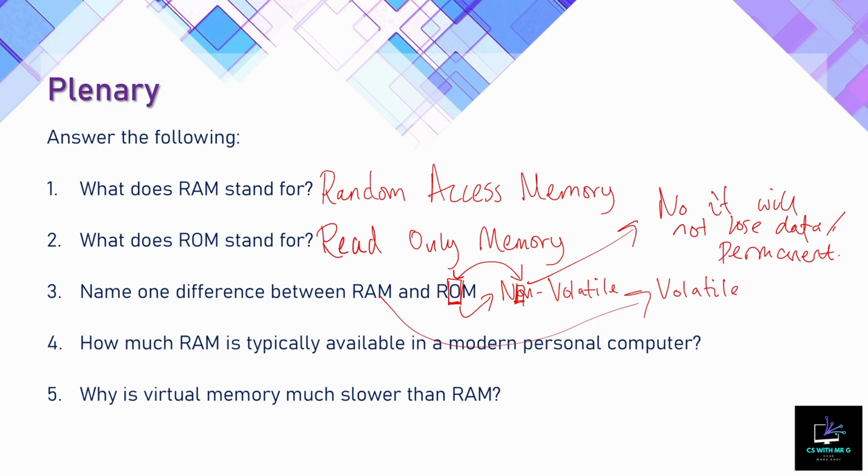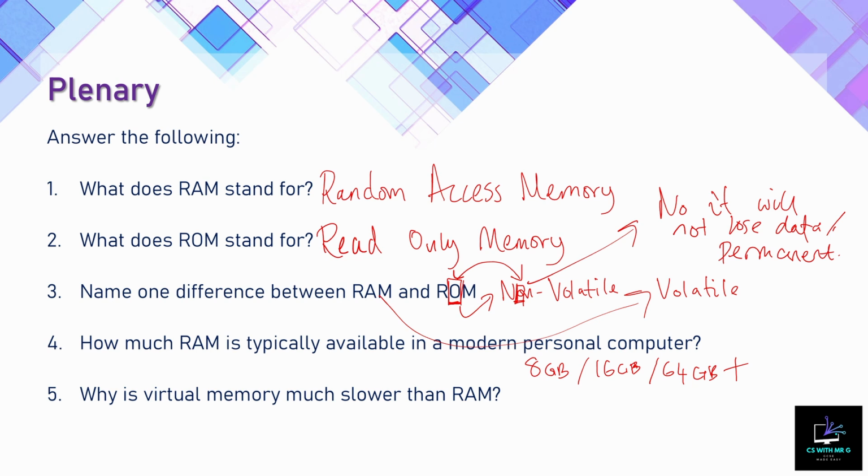Question 4, how much RAM is typically available in a modern personal computer? So in a modern PC, like I said, minimum 8 gigabytes. You could have 16 if you play games. Or if you're a power user and you edit 4K videos, you might need more, 64 gigabytes or even more.